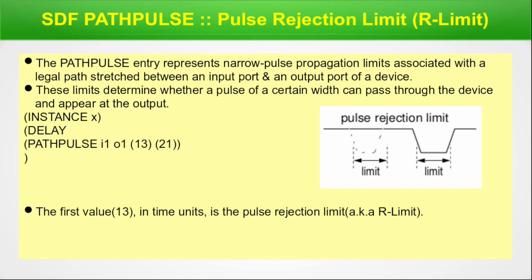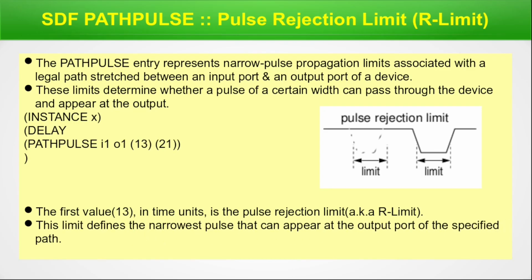Now here, if we compare this picture with the values, the first value 13, in time units, is the pulse rejection limit, also known as R limit. This limit defines the narrowest pulse that can appear at the output port of the specified path. Any narrower pulse does not appear at the output. So you can understand from the picture and the example that if pulse width is less than 13, then it is rejected. That is, this is the pulse rejection limit, and we can set it in the SDF file. So I think this is a very clear and present fact. We are done with this slide. So let's move on.